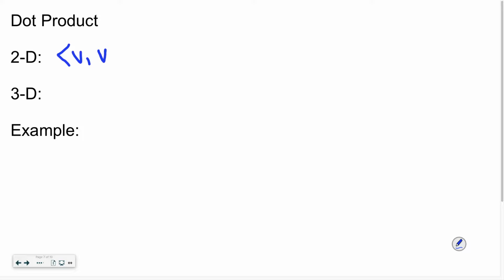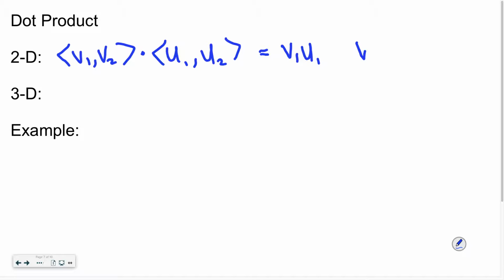If I have two vectors, and I take the dot product between them, we multiply the components and add them together. And so we end up with getting just a number. Okay, we get a scalar for the answer.